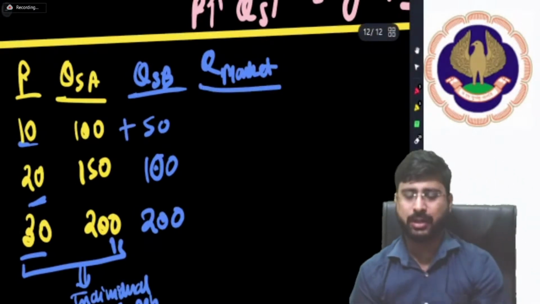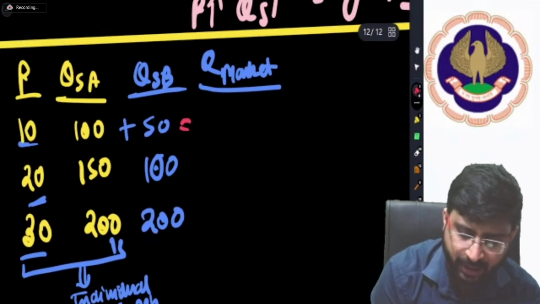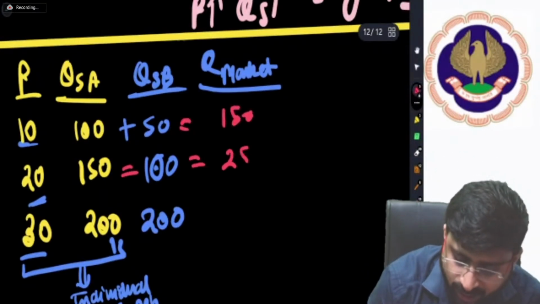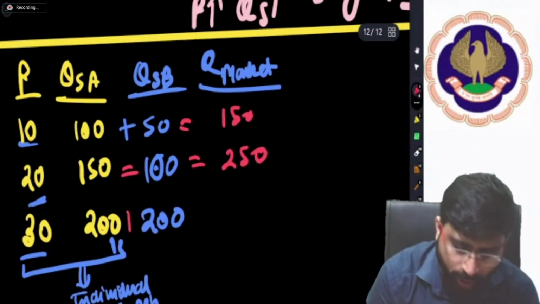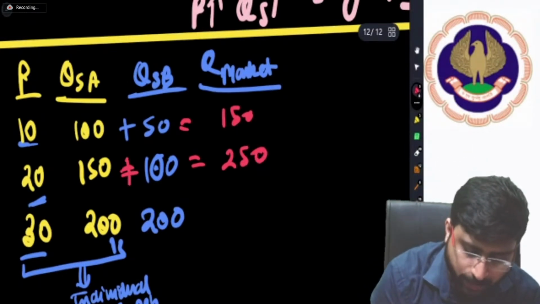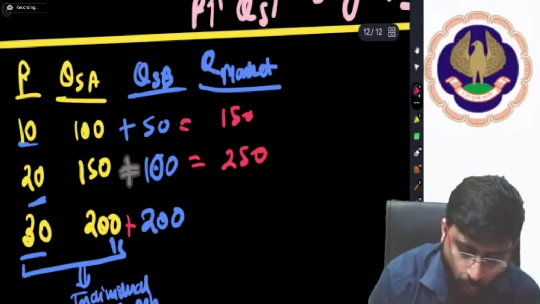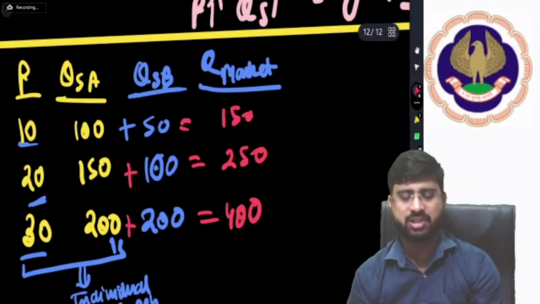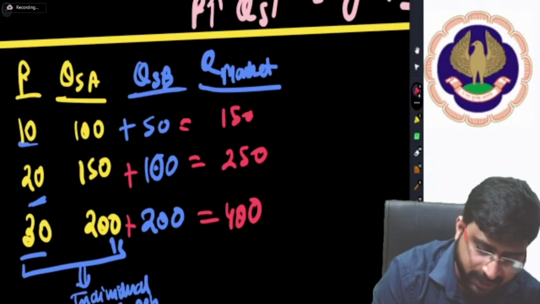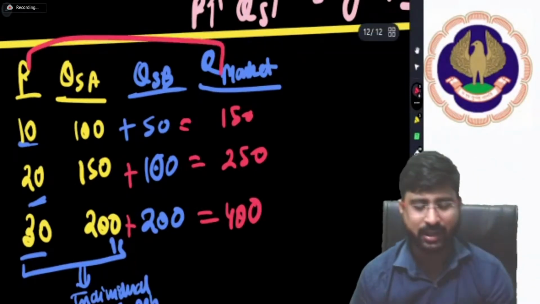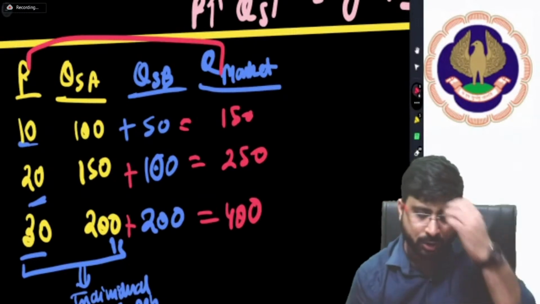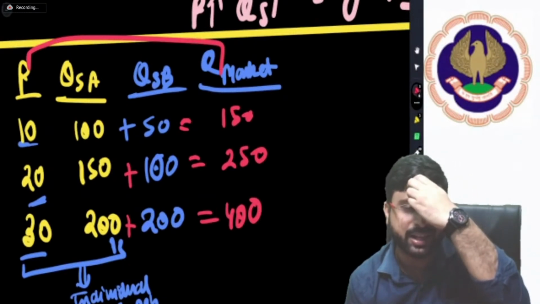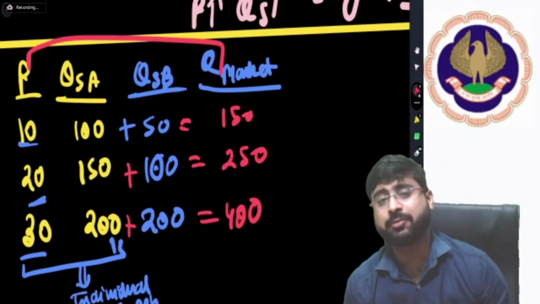So if you add them up, 100 plus 50 is going to give you 150. Similarly, 150 plus 100 is going to give you 250, and 200 plus 200 is going to give you 400. So my dear friends, this relationship that we see, this supply curve between price and quantity, is the market supply schedule. When you add more than one supplier and add up their supplies, that becomes market supply.